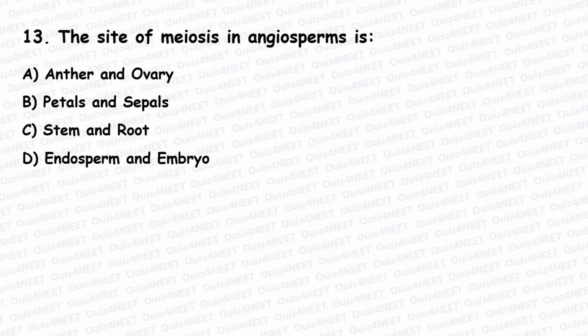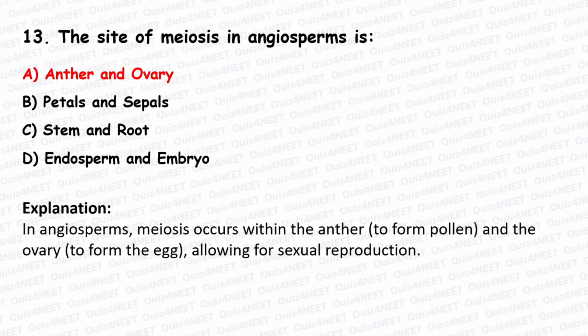13. The site of meiosis in angiosperms is: A. Anther and ovary, B. Petals and sepals, C. Stem and root, D. Endosperm and embryo. The right answer is A. Anther and ovary. Explanation.